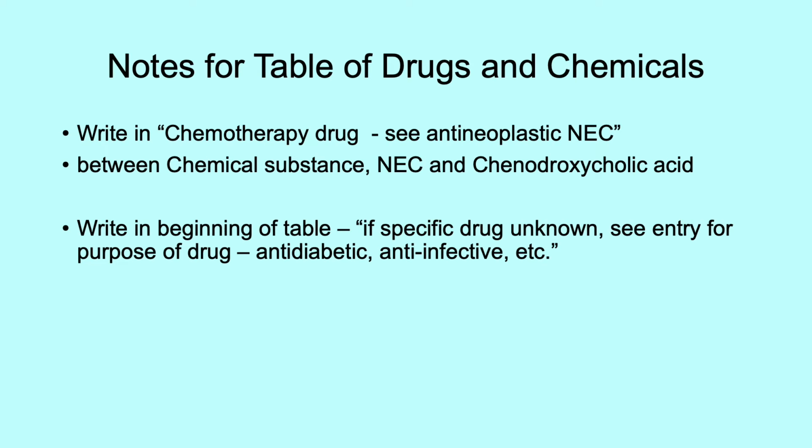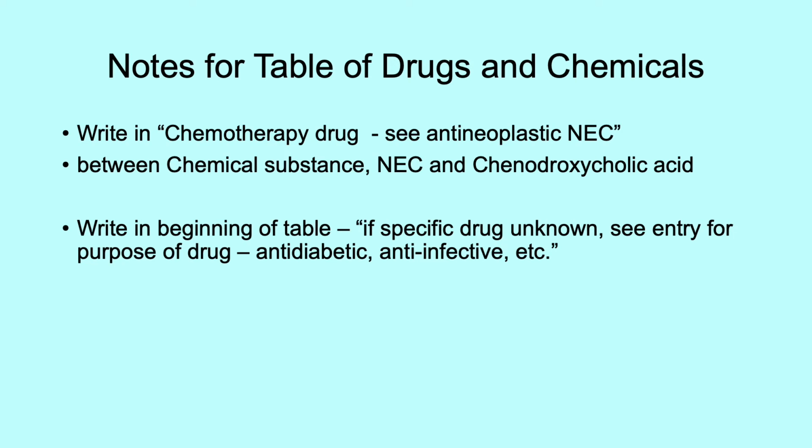There are also some notes you can make for in the table of drugs and chemicals. Sometimes the documentation will just say chemotherapy and not say specifically what the drug is. Chemotherapy is not an entry in the table of drugs. So write it in between chemical substance, NEC, and chenodeoxycholic acid. So at the beginning of the table, write chemotherapy drug there, and it refers you to antineoplastic NEC.